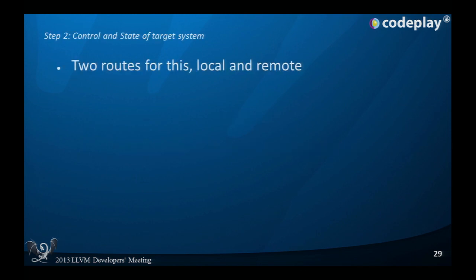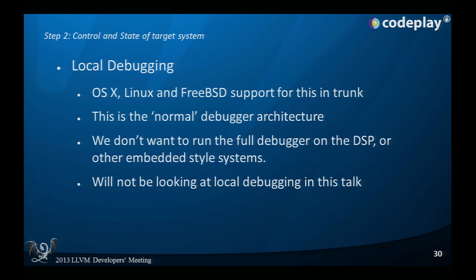Now there are two routes for this, the local debugging route and remote debugging. And local debugging already has support for OS X, Linux and FreeBSD. This is the standard debugging architecture where you're locally debugging things on your big computer. For a DSP or any other embedded system, we do not want to run the debugger on chip. And at that point, we're not really going to be looking at any local debugging here. If you were wanting to implement a local debugger, there's 3 targets there. Should be fairly easy to see how things match up, and you go in and implement that yourself.